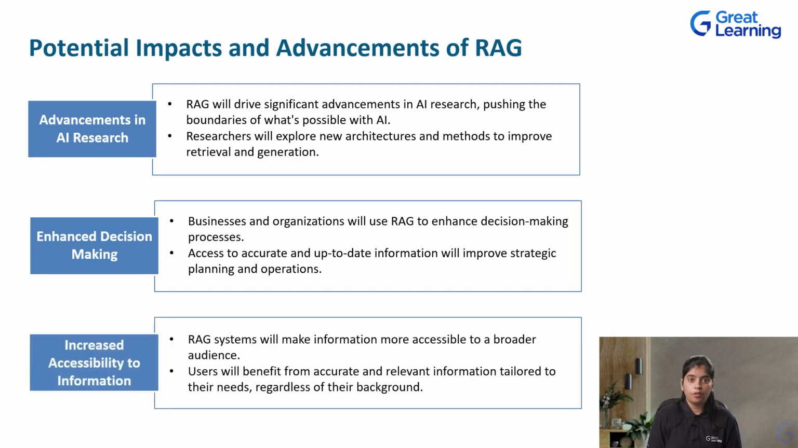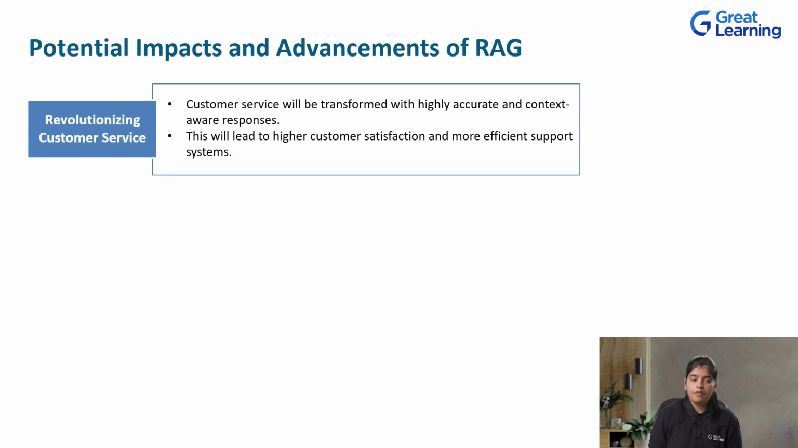Increased accessibility to information. RAG systems will make information more accessible to a broader audience. We can use it in different domains where right now we are not able to use this RAG, and there also you can use RAG to get accurate responses properly. Now users will benefit from accurate and relevant information tailored to their needs regardless of their background. After that, revolutionizing customer service. It will lead to higher customer satisfaction and more efficient support systems.